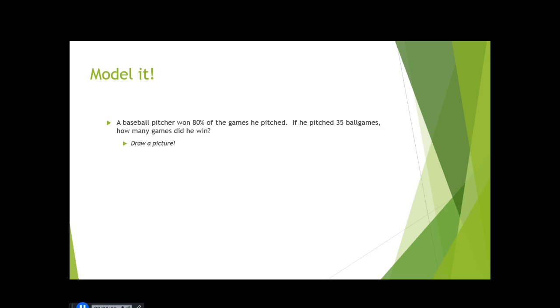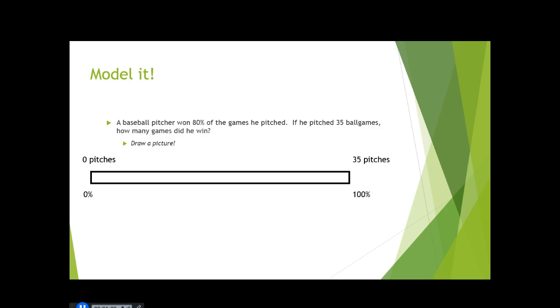Starting with the first one, the baseball pitcher who won 80% of the games. If he pitched 35 ball games, we need to figure out how many he won. So we're going to make a bar. And this bar is going to represent how many, shouldn't be pitches, it should be games, how many games he's won. 0 games won is 0%. All 35 games won would have been 100%. So 35 is 100% of the times the baseball player played a game.